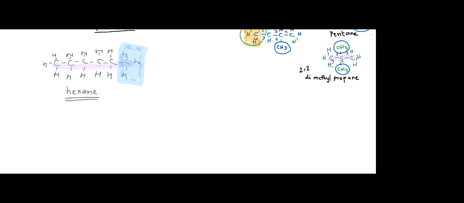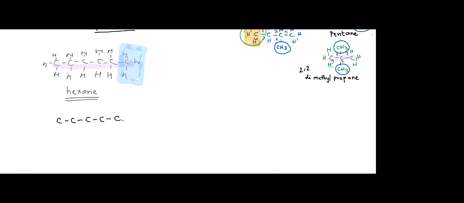So if you move 1C to the middle, there'll be only a chain of 5C. Yes, you are right. You want me to draw it for you? All right, I'll draw it for you. So I will draw 1, 2, 3, 4, 5. And now I can take this CH3 and put it somewhere in the middle.